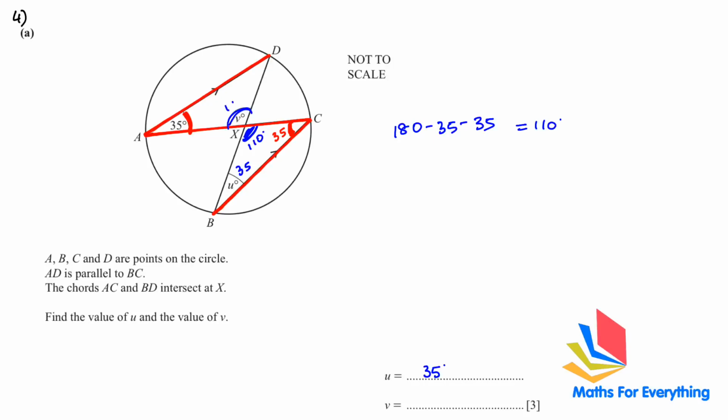Therefore, V is also 110 because vertically opposite angles are equal. If you have a cross like that and you have an angle here and an angle here, they are equal. The reason being vertically opposite angles are equal. So V is 110.